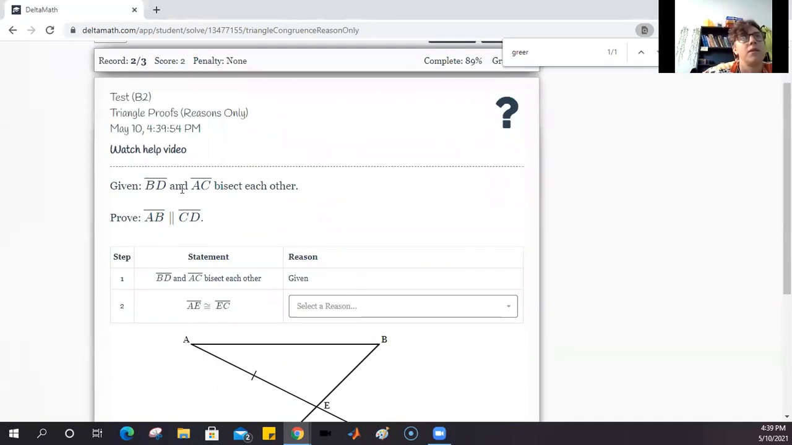All right, we are given that BD and AC bisect each other. We remember that means they split each other in half. And we're going to try to prove that these lines are parallel to each other.